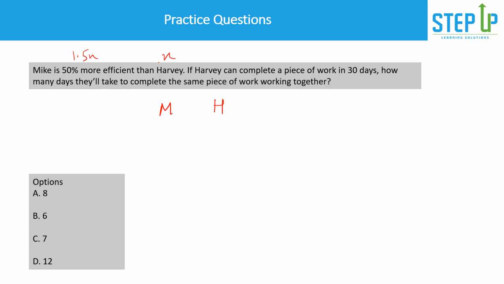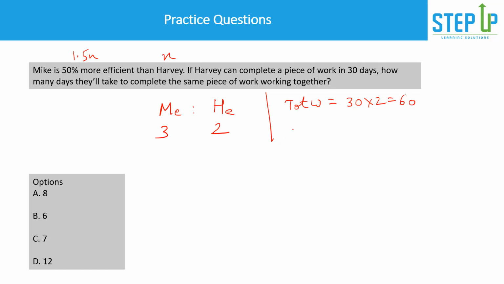But do I want to get into this X or Y? No, right? So what I'll do is assume that Harvey's efficiency is whatever, and then Mike's is 50% more. So using the concept of ratio, I'll assume Harvey's efficiency is 2, so Mike's efficiency would be 3. Are you with me? So the efficiency of Mike and Harvey is 3:2. Now the question is, if Harvey can do this work in 30 days, total work would be 30 into 2, which is 60. That means 60 units of total work.